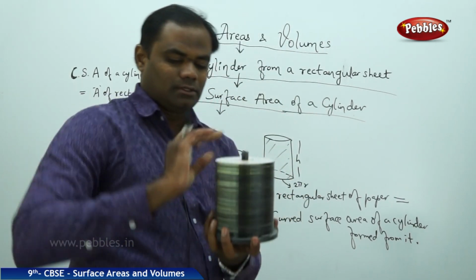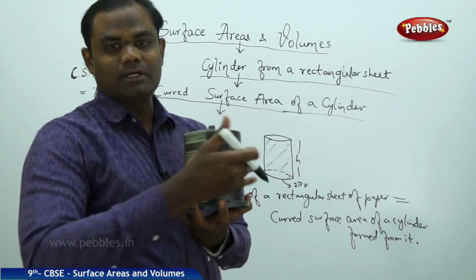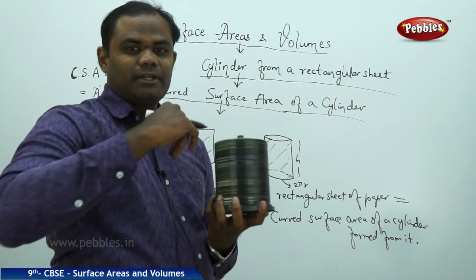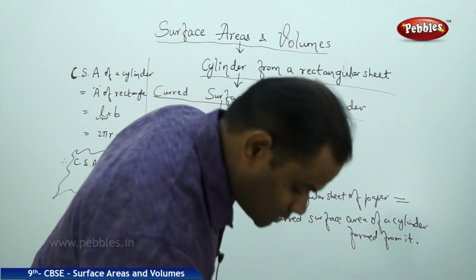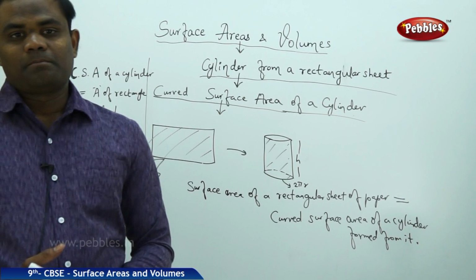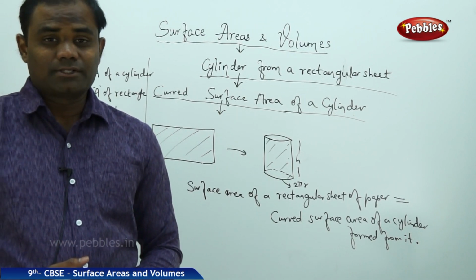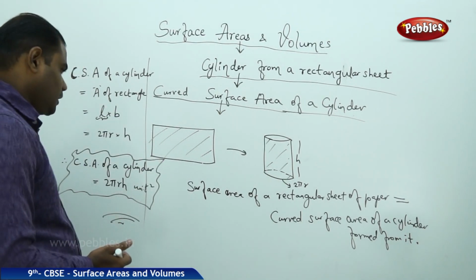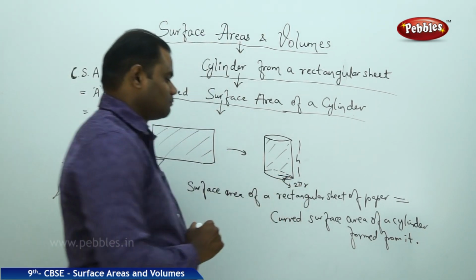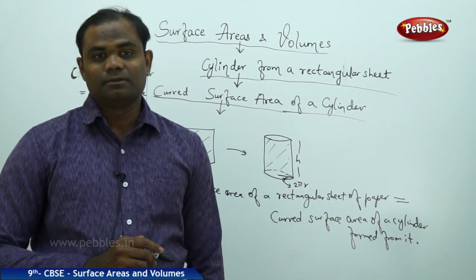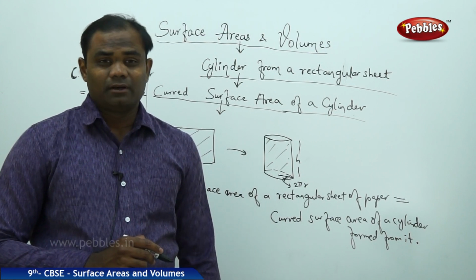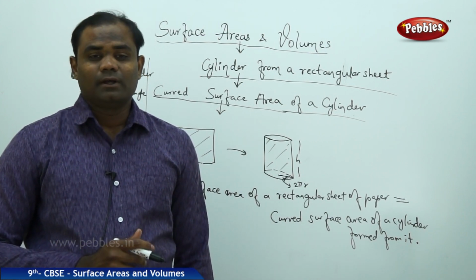If this is a cylinder, the curved surface area is only the curved part, not including the top and bottom. So the curved surface area of a cylinder is 2 pi r h unit square. Pi is 3.14, r is the radius and h is the height. So r is the radius of the circle and h is the height of the cylinder. This is how we understand the curved surface area of a cylinder, 2 pi r h.